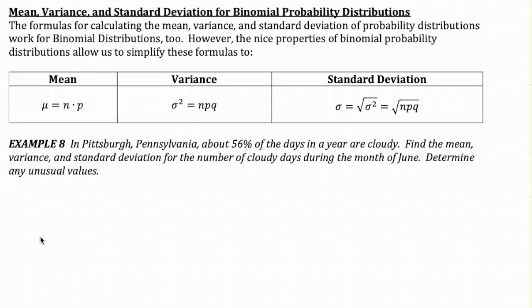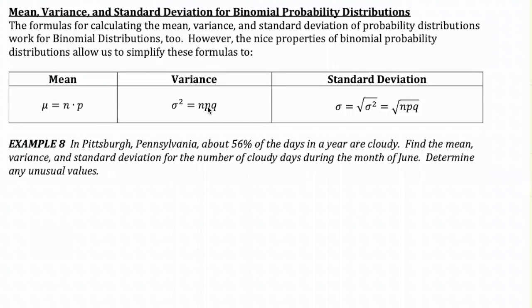Just like the last section, we had formulas for the mean, the variance, and the standard deviation for probability distributions. We have formulas for binomial probability distributions. But the good news is that we could use those same formulas from the previous section. However, because binomial probabilities tend to have nice properties, we can actually simplify the formulas. And notice how simple these are. If you want to find the mean, you can just take the number of trials you're conducting times the probability of success, and that will give you the mean.